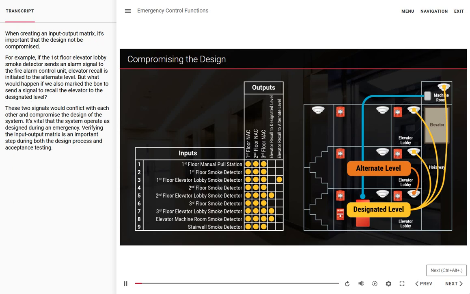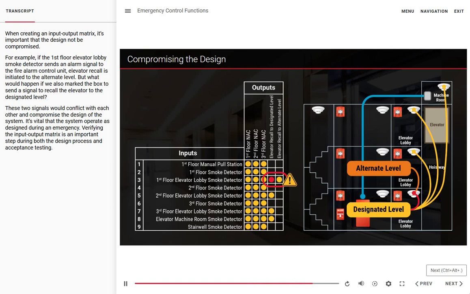When creating an input-output matrix, it's important that the design not be compromised. For example, if the first floor elevator lobby smoke detector sends an alarm signal to the fire alarm control unit, elevator recall is initiated to the alternate level. But what would happen if we also marked the box to send a signal to recall the elevator to the designated level? These two signals would conflict with each other and compromise the design of the system. It's vital that the system operate as designed during an emergency.